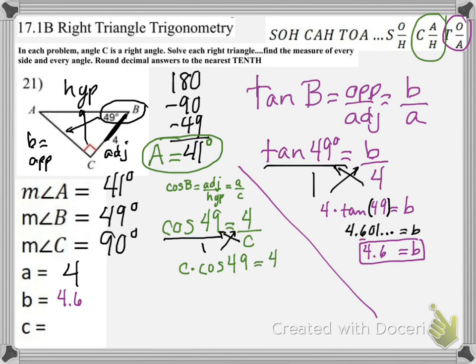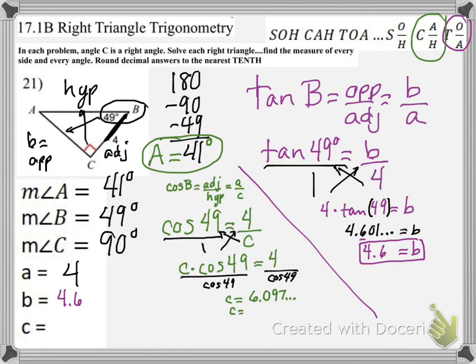I need that C by itself. It's not by itself yet. I can't divide out just the 49. Cosine and 49 are all tied together. I need to divide both sides by cosine 49. This leaves me C equals, let me pause, put that. My calculator told me 6.097.